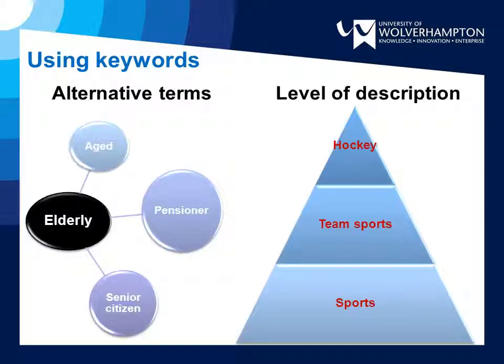So you can see here that if we were going to use elderly as a search term, there are also a number of alternative terms that we could use, such as aged, pensioner and senior citizen, that we might also want to use in order to pick up other relevant information. But also think about starting broad with your search and then narrowing it down. So for example, sports will bring back a very large number of results. Narrowing it down to hockey will obviously bring back a narrower, more specific set of results.